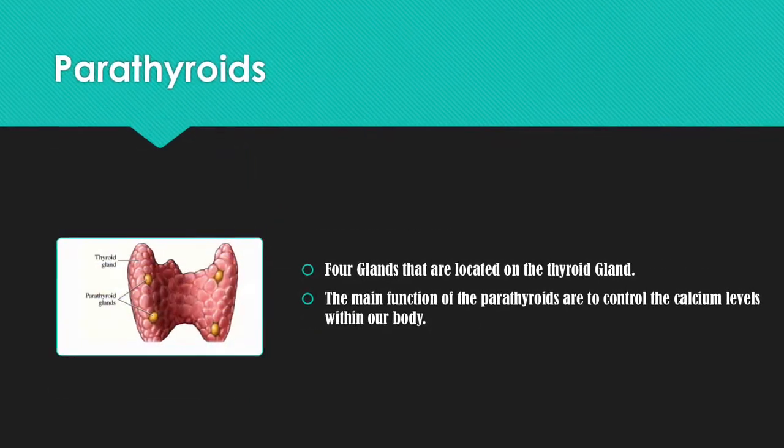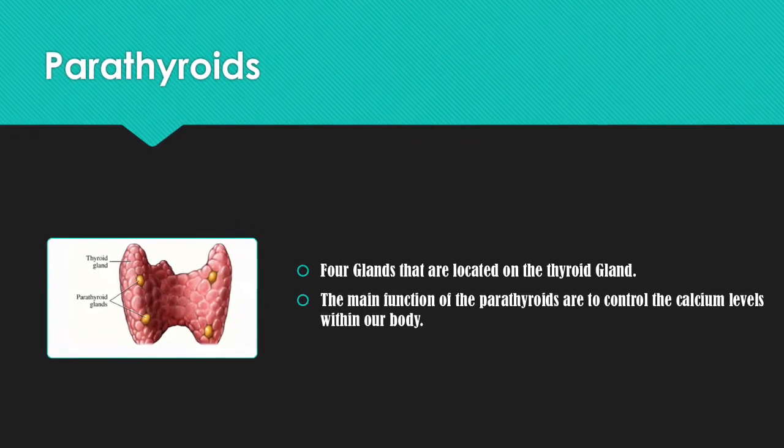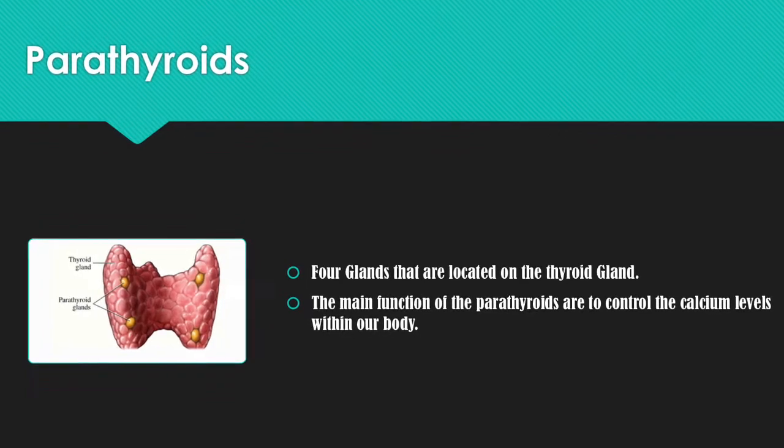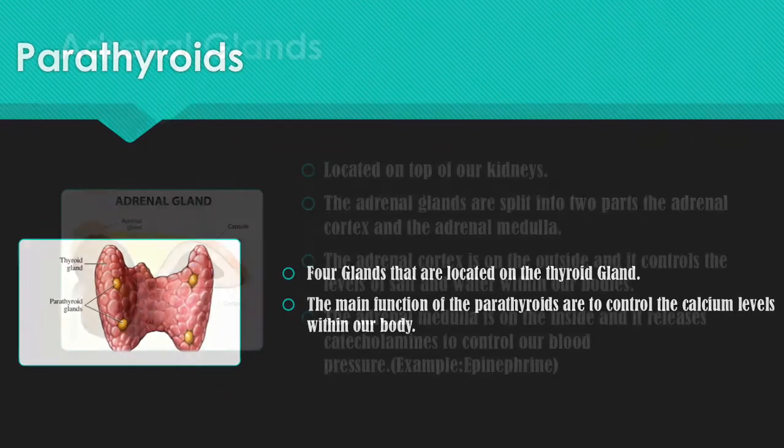The parathyroids. The parathyroids are 4 glands that are located on the thyroid gland. The main function is to control the calcium levels within our body.